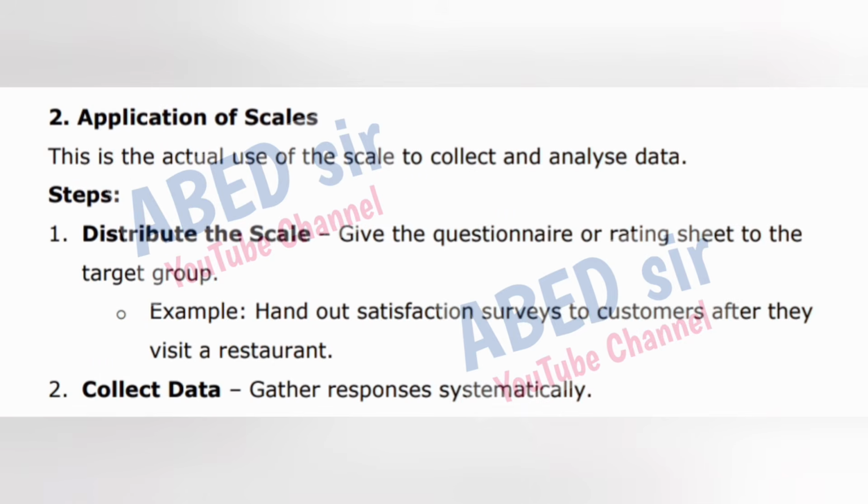2. Application of scales. This is the actual use of the scale to collect and analyze data. Steps. 1. Distribute the scale. Give the questionnaire or rating sheet to the target group. Example: hand out satisfaction surveys to customers after they visit a restaurant. 2. Collect data. Gather responses systematically.